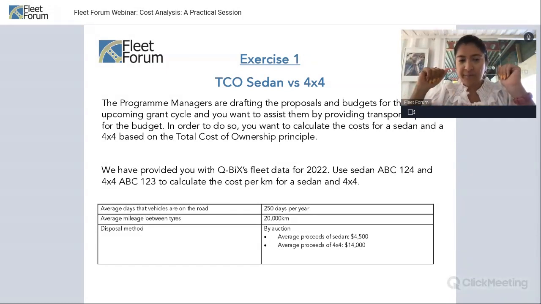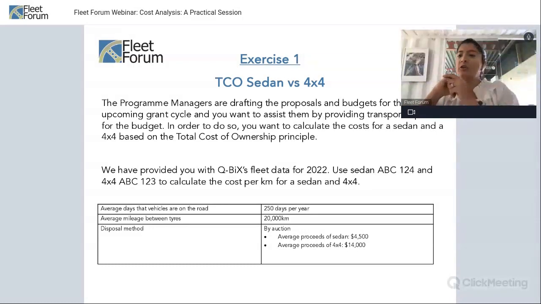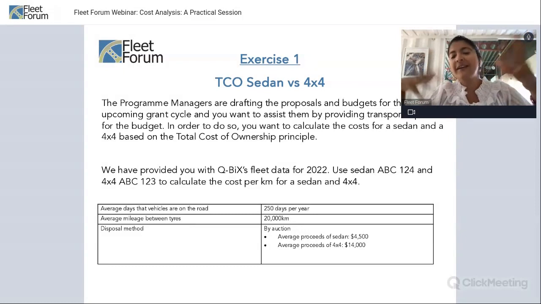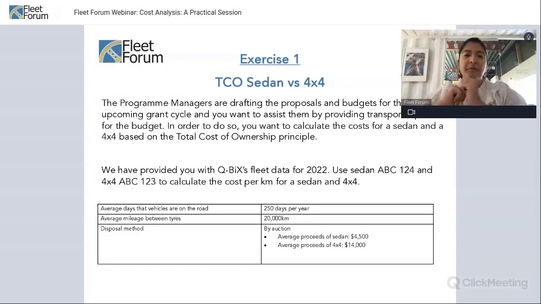So you're going to be helping them calculate the costs for a sedan and a 4x4 based on the TCO principle. And I have given you the data of an organization. It's called Cubics. They are an organization that is providing very cool and groovy shelters to people around the world, inspirational workspaces and shelters as well. So we are going to use their data. It's a fictitious organization. Colleagues, don't try to Google it. My colleague and I made up the name for this place.